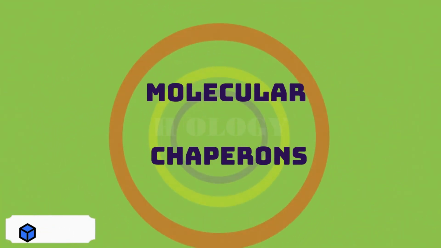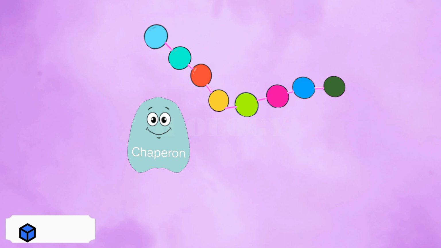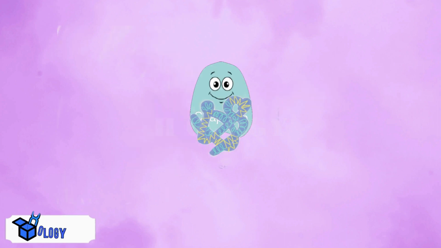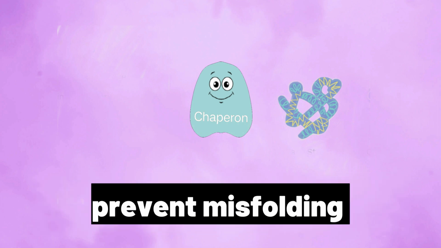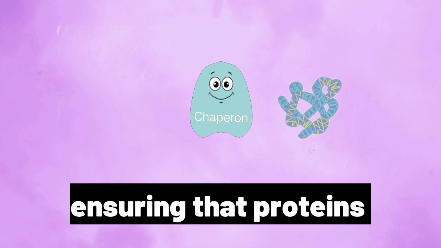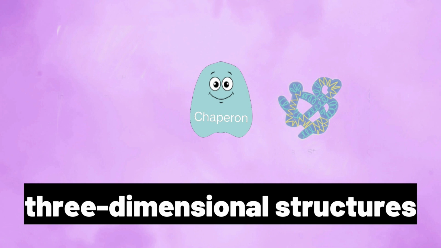Molecular chaperones. Throughout the entire process of protein synthesis, molecular chaperones assist in correctly folding newly synthesized proteins. These chaperones prevent misfolding and aggregation, ensuring that proteins adopt their functional three-dimensional structures.